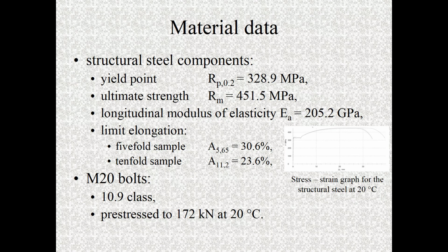The actual material data for the components of the joint, that means the column, beam and the end plate, have been determined experimentally based on the uniaxial test conducted at 20 degrees centigrade. Material constants for the bolts have been assumed as for 10.9 class bolts according to the code. It has been assumed that the bolts have been tensioned to 172 kilonewtons each at 20 degrees centigrade.